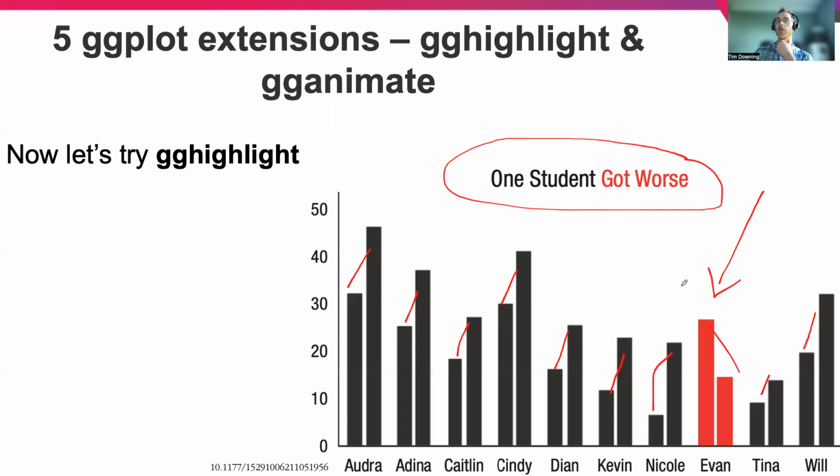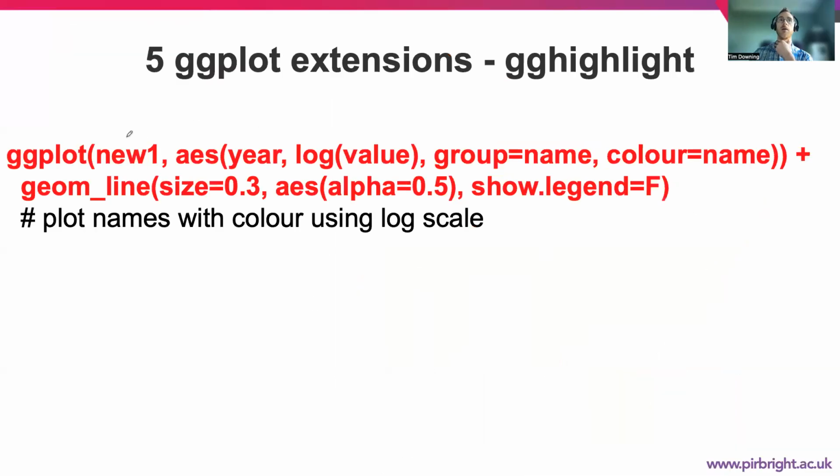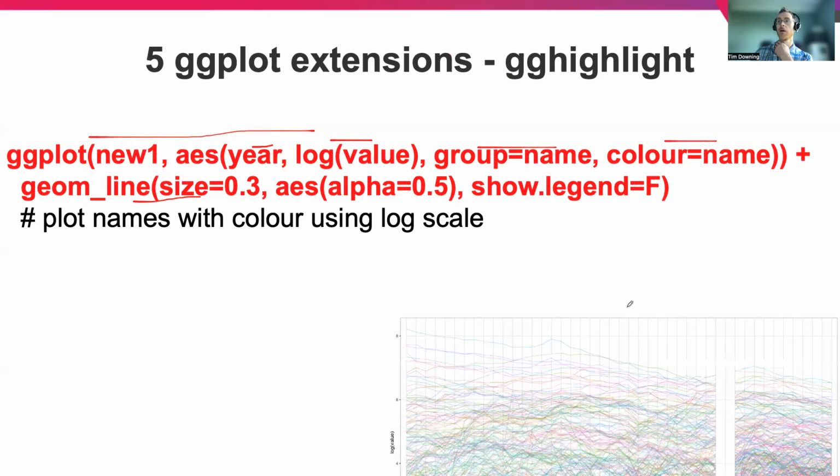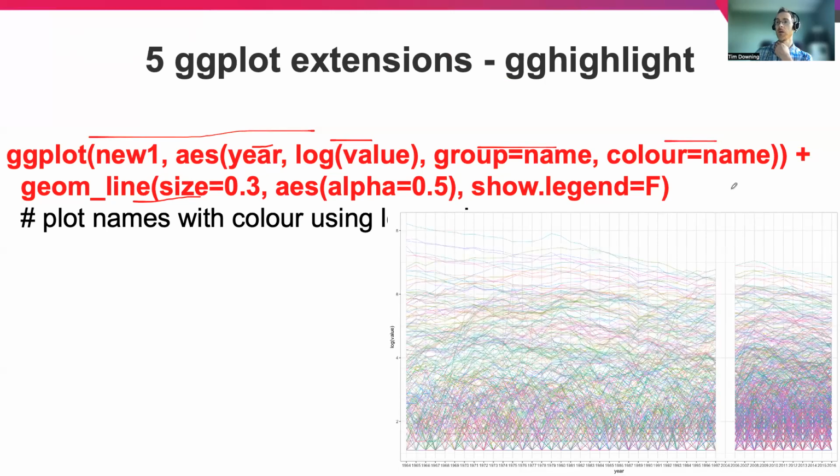So we take the same principle for gghighlight, and we use our typical setup for ggplot, where newnames is the data set we're looking at. We look at the year versus the log value on the y-axis. We're grouping them by their names. That's the key variable of interest. And then we can color them as well. We can add lines with some transparency and plot them, and we'll get something like this. You'll note here there's a bit of a gap between 1997 and 2006.